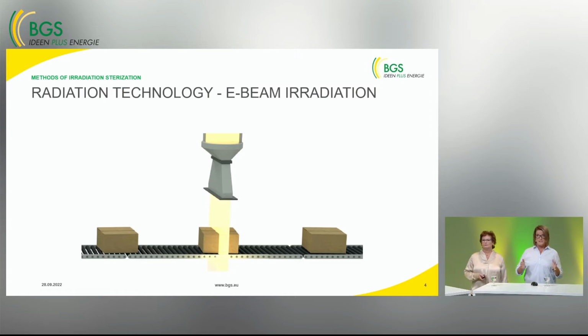The penetration capability of accelerated electrons is lower than for gamma irradiation, and due to that, the irradiation unit is always, for example, a cardboard box. The irradiation time with eBeam irradiation takes only a few seconds.